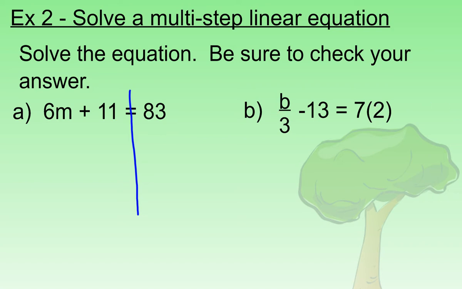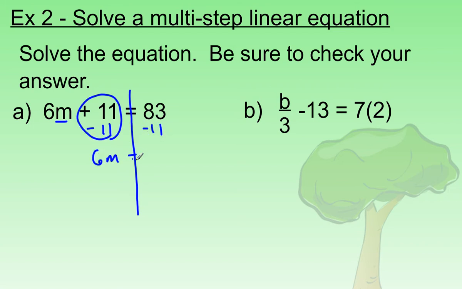So we're going to jump down to step 4, which was get rid of the add and subtract, the terms that do not have a variable. So this is my variable. You always want to get rid of this multiply last. So you have to get rid of this plus 11 by subtracting 11.